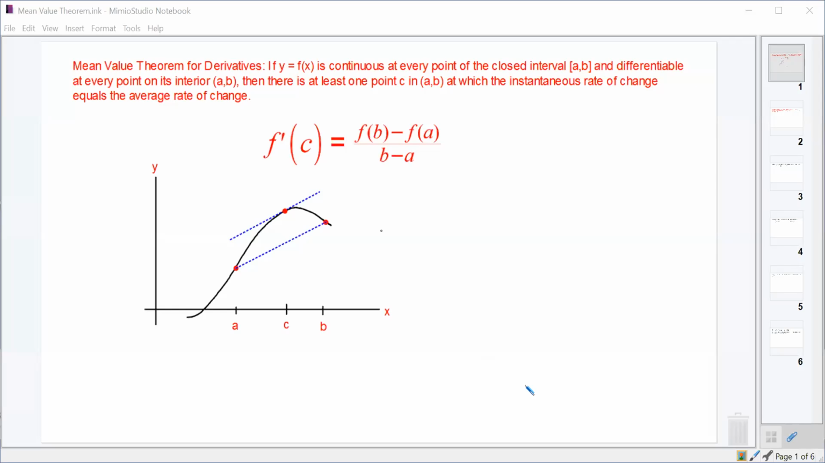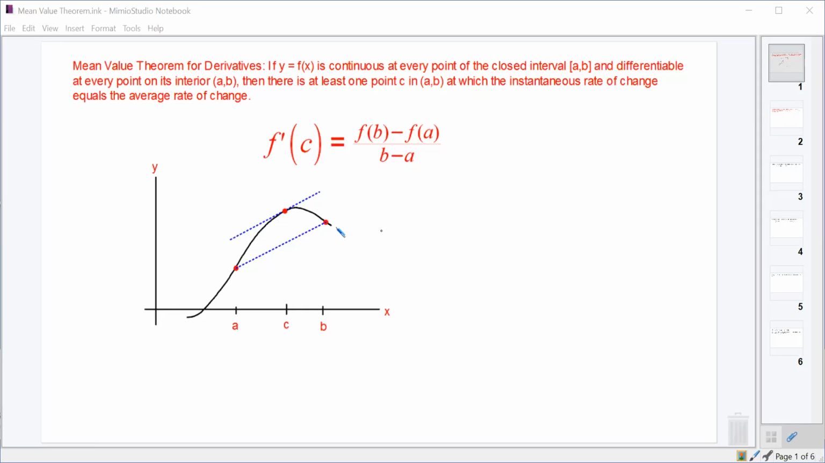So the mean value theorem for derivatives is pretty straightforward. It simply says that if you have a function that's continuous for every point on a closed interval from a to b, and it's also differentiable at every point on the interior of that interval, so the open interval from a to b, then there has to be at least one point somewhere between a and b where the instantaneous rate of change, or where the derivative, is equal to the average rate of change, or the slope between the two endpoints. That's all it says.